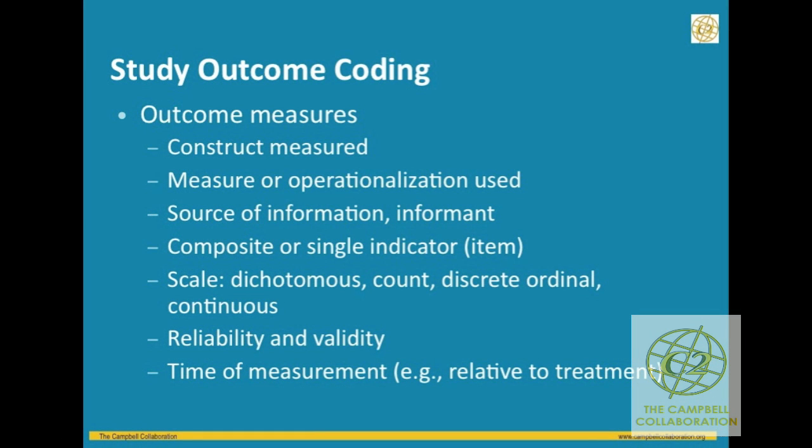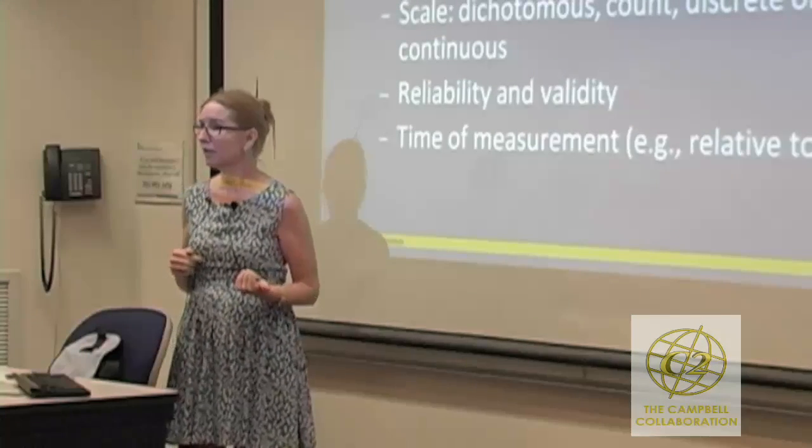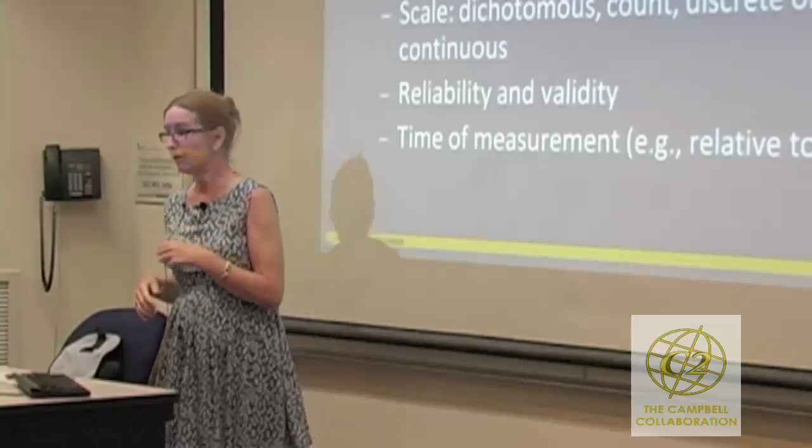The informant, the form of the measure, is it a composite? Is it a single indicator? How is it measured quantitatively? Is it a yes-no thing? Is it a continuous scale? All that kind of thing. It does influence the size of the effect size that comes out of the measure, and it's important to know.